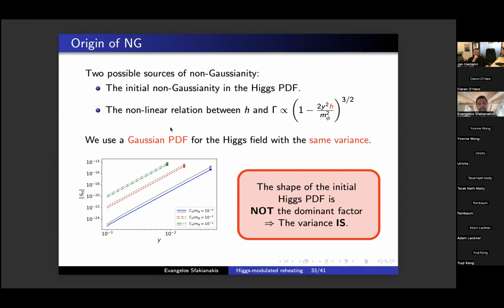So actually, we checked that by using a Gaussian PDF for the Higgs field with the same variance as the Starobinsky PDF. The 2 pairs of lines are the Starobinsky PDF and the Gaussian PDF. So we see that the shape of the initial Higgs PDF is not the dominant factor. By changing the Starobinsky PDF a bit, keeping the same variance, the non-Gaussianity result will be exactly the same, to within an order 1 factor. However, this is the important factor: the fact that the dependence of the decay rate on the Higgs value is nonlinear will give non-Gaussianity. That's why in the original papers, if we take gamma to be just proportional to the spectator field, you don't see non-Gaussianity.